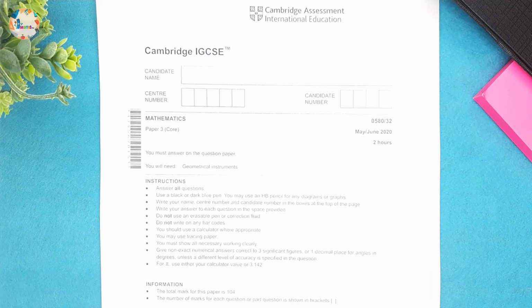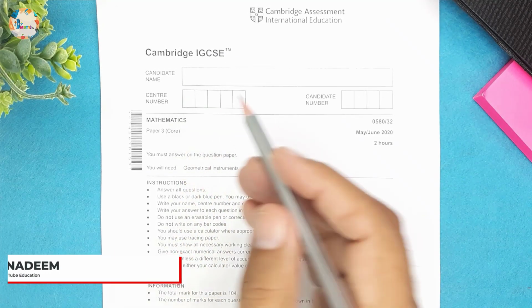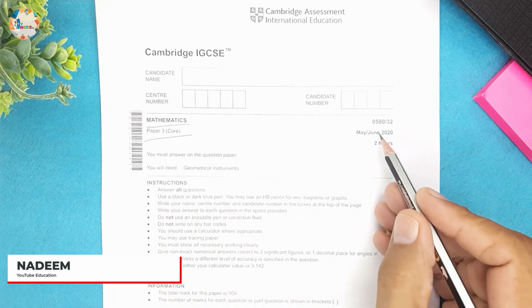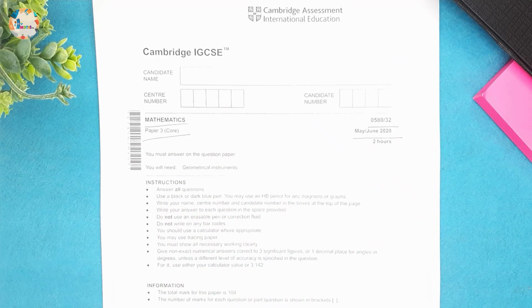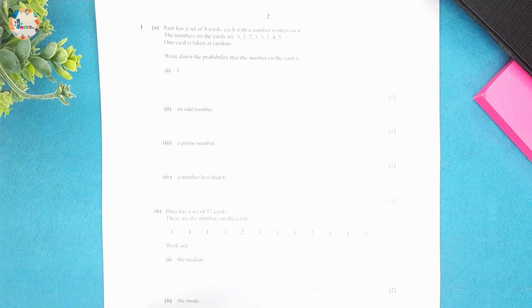Today we'll be going through Cambridge IGCSE Mathematics Paper 3 Core 058032 May-June 2020. Question number 1.